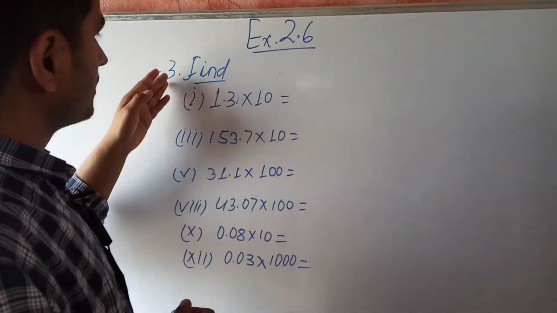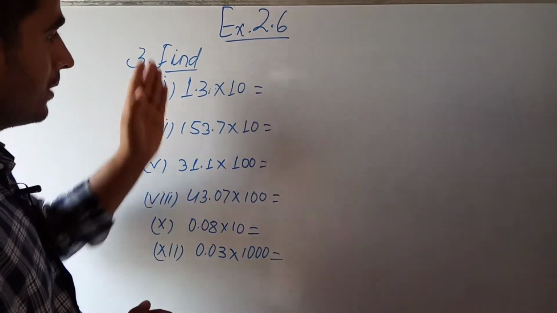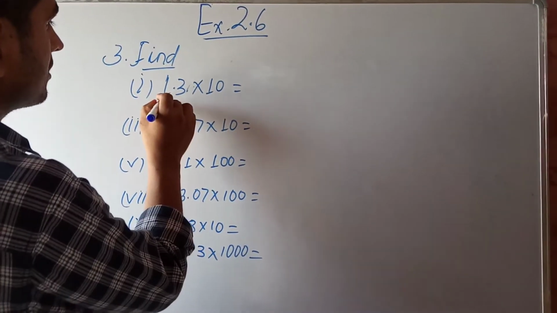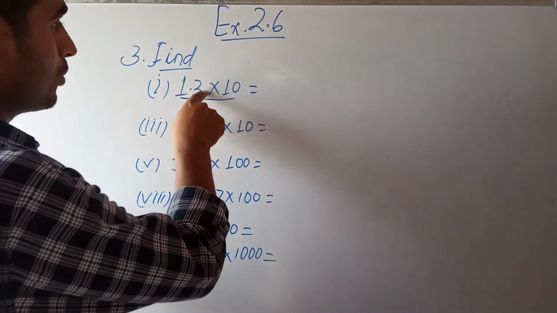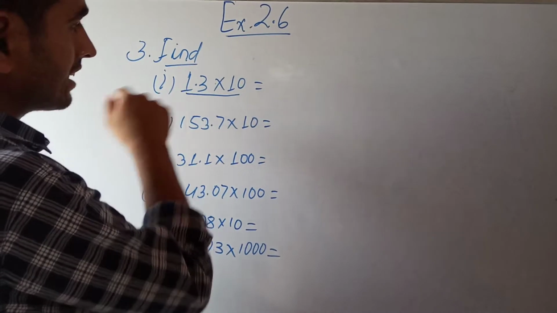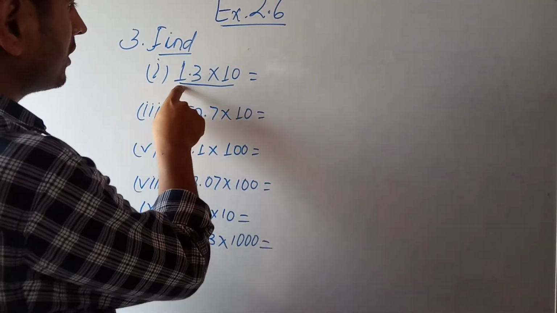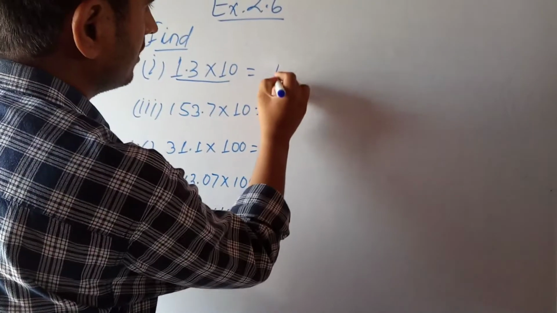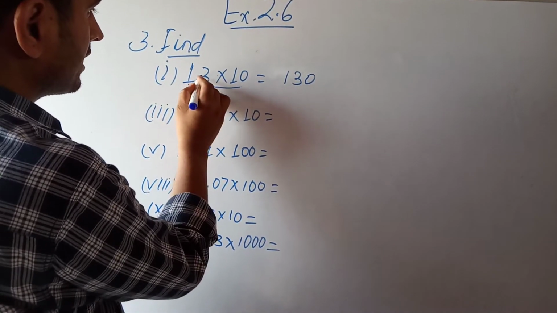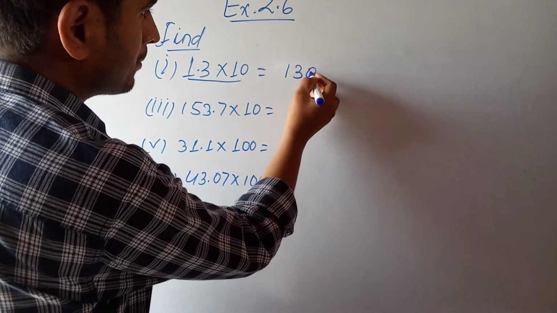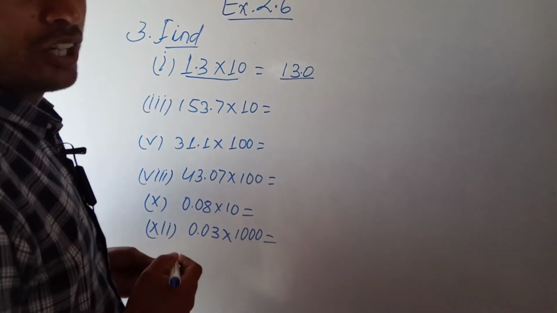Now coming to question number 3. In third we have to find the values of the following multiplications. See here, number 1 is 1.3 multiplied by 10. Again, as I said in question number 1, just forget this decimal point. After removing this decimal, 13 will be left. So 13 tens are 130. After decimal there is only one digit, so put the decimal after one digit. So its value is 13.0, or you say 13.